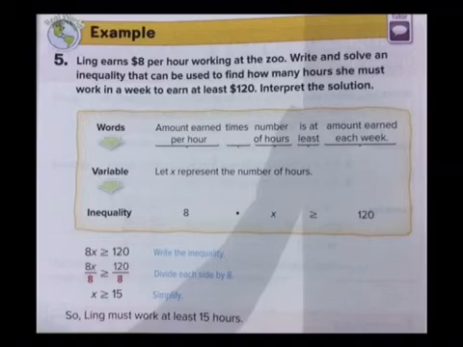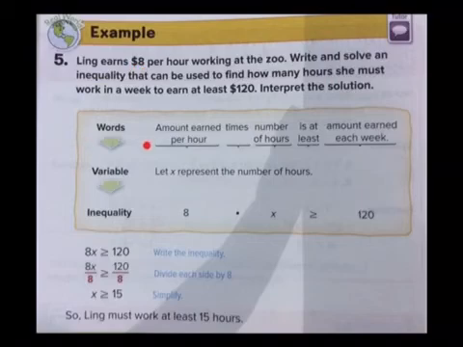Question 5. Ling earns $8 per hour working at the zoo. Write and solve an inequality that can be used to find how many hours she must work in a week to earn at least $120. And interpret the solution. Okay, she must earn at least $120. How many hours does she need to work?